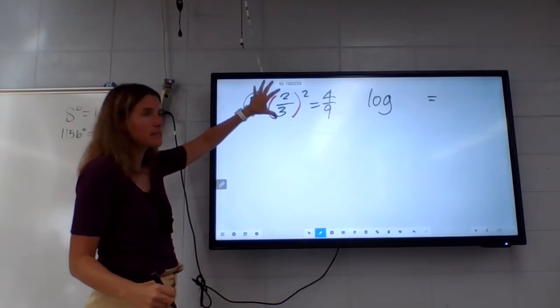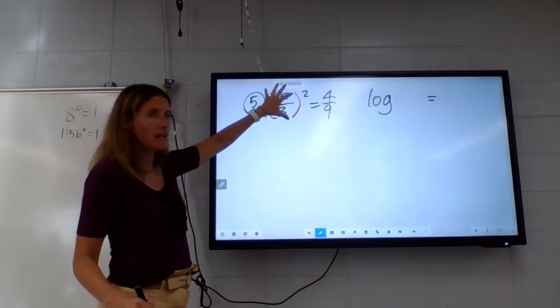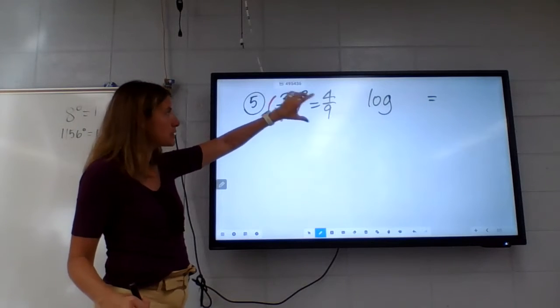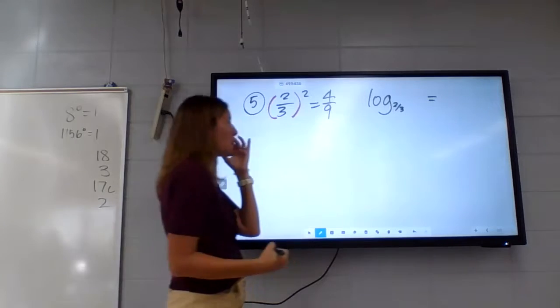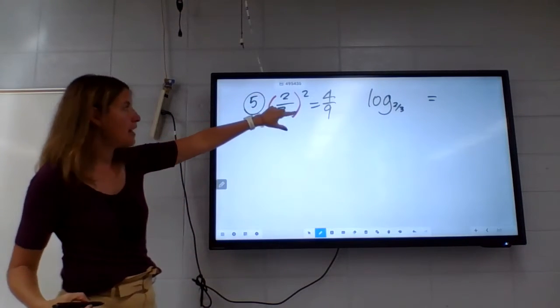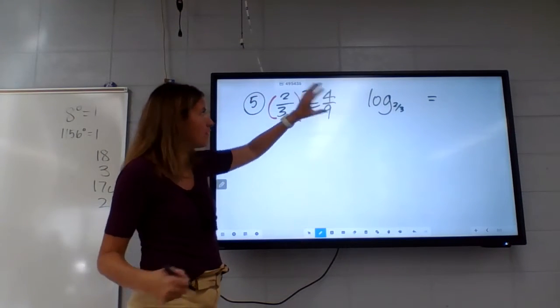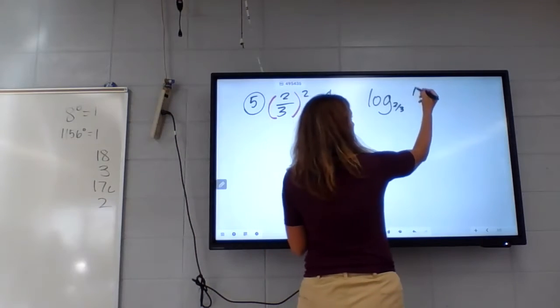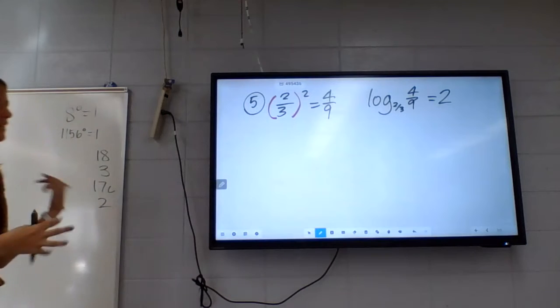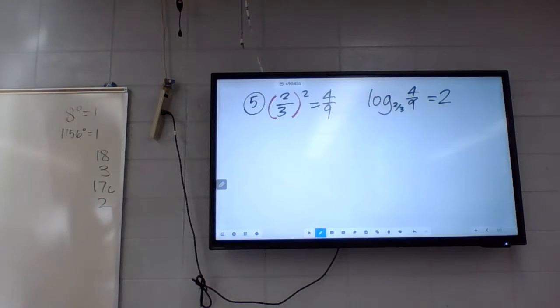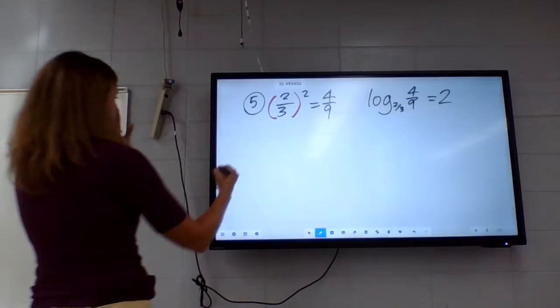So the base is always the base. So the base in an exponent expression is always the same thing as down here. So base 2/3 of, and we always are taking the log of the thing it equals, because the exponent is always over here. So they weren't really asking you to do much with number 5, just rearrange it and kind of fill in the blanks. Number 6 asks you to evaluate the log for a bunch of different values of n.